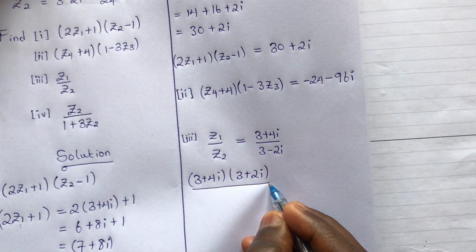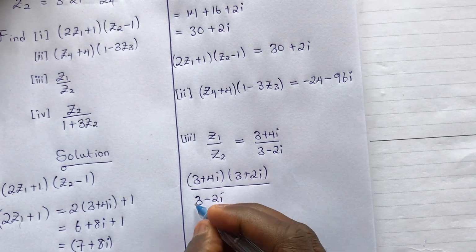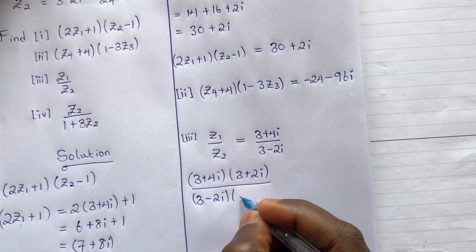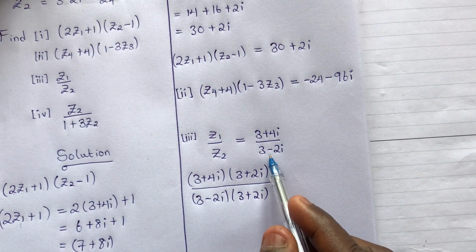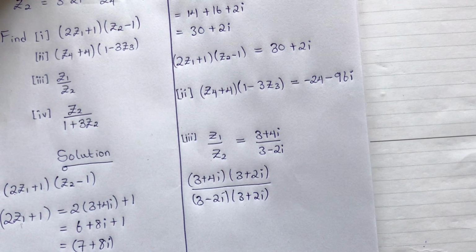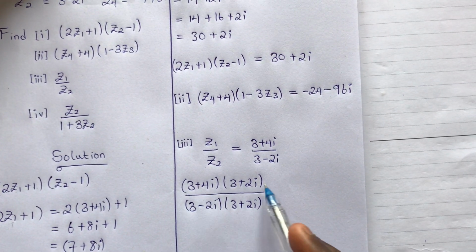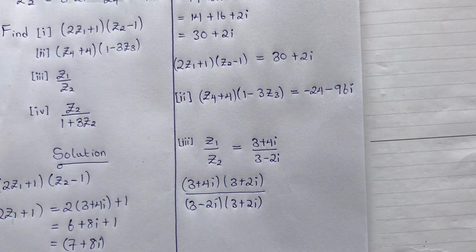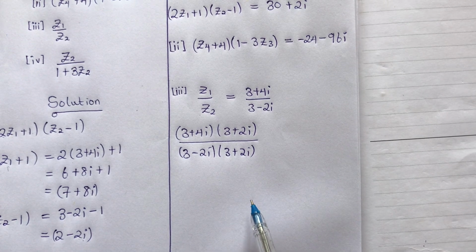And we divide the whole result by this 3 minus 2i, times the same conjugate, 3 plus 2i. Note that we always take the conjugate of the denominator to do this calculation. So now we can expand the top and expand the bottom, and then we complete it. So now let's multiply the top and the bottom.